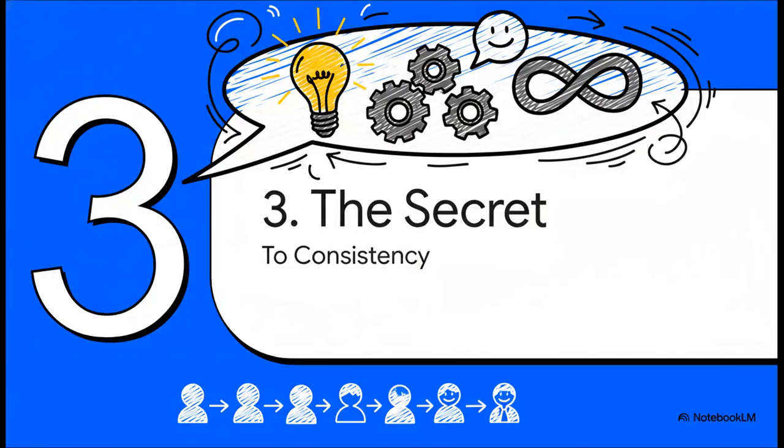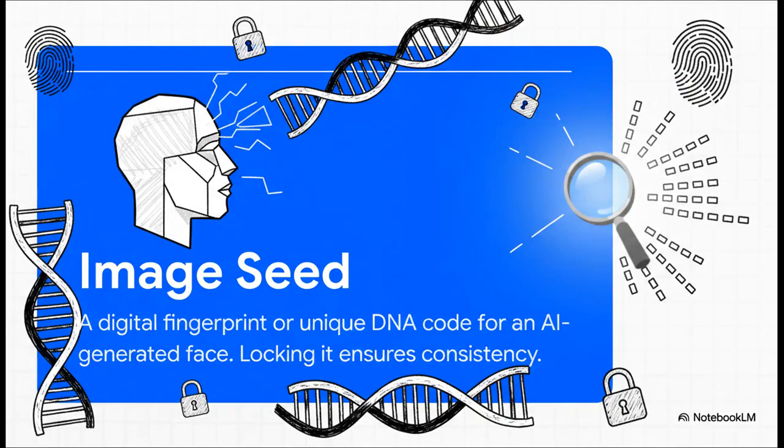Right, and that's the million-dollar question, isn't it? How do we make this a repeatable character, not just a lucky one-off image? This is where we get into the real secret sauce behind making a successful AI influencer. The answer is something called an image seed. The best way to think about it is like a digital fingerprint, or maybe even a unique DNA code for that specific AI-generated face. When you lock this seed number, you're essentially telling the AI, hey, every time I create a new image, start from this exact point. That's what ensures the face and her core features stay the same every single time.